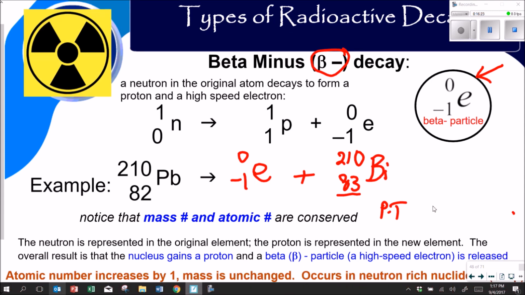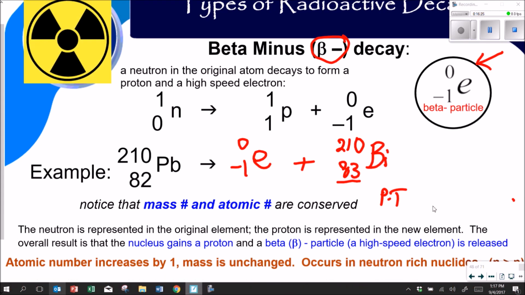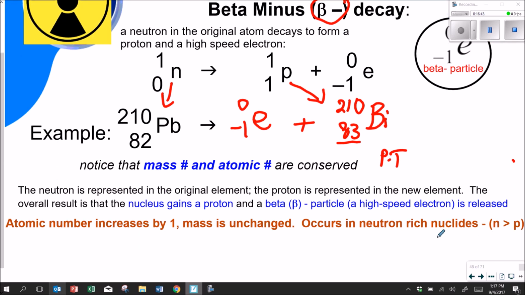So in beta minus decay, the neutron is represented in the original element, and the proton is represented in the new element. The overall result is that the nucleus gains a proton and a beta minus or high-speed electron is released. This type of decay happens in neutron-rich nuclides, which means the number of neutrons was bigger than the number of protons, and a neutron becomes a proton.